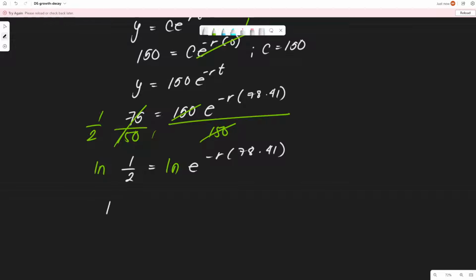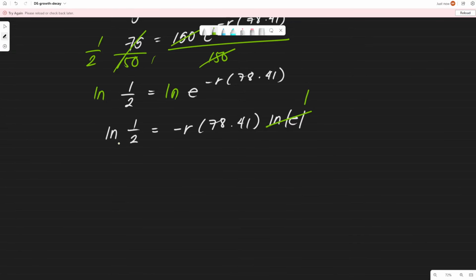Okay, so we will have ln of 1/2 is equal to negative r times 78.41 ln of e. Then this will just be equal to 1. Naiintindihan ba, guys, yung manipulation? So we have our new formula, ln of 1/2 is equal to negative r times 78.41. So let us divide both sides by 78.41.